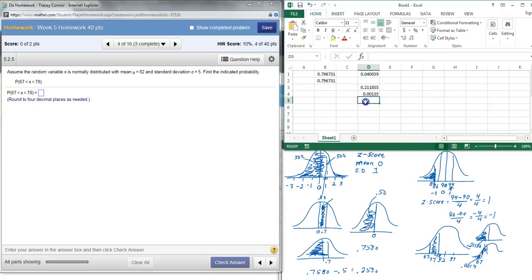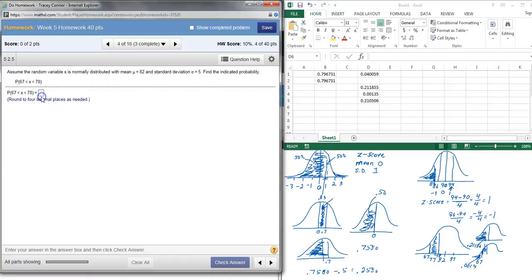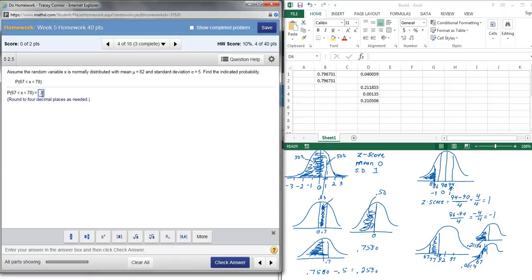So we want to take the difference. So you just do it in Excel. So we're going to take this one, minus, and I'm just clicking on the cells that I want, hit enter, and then there is our answer. So we have 0.2105.